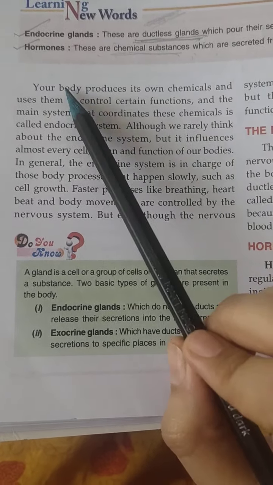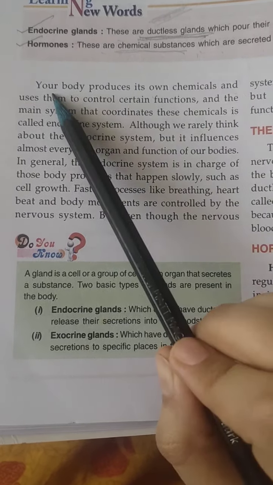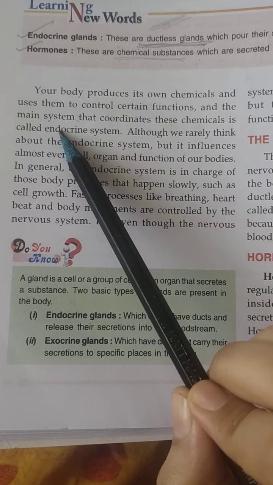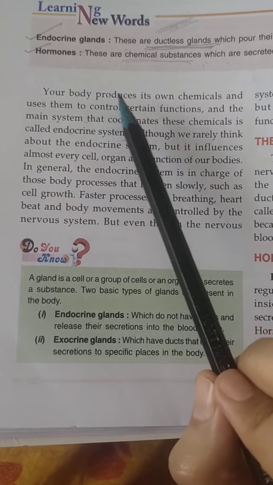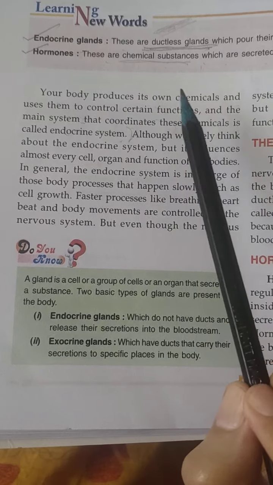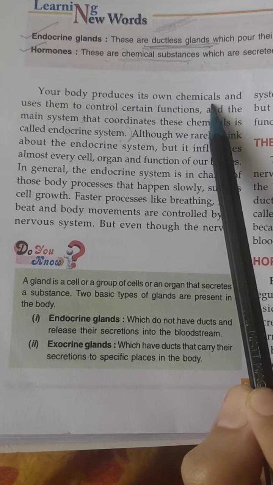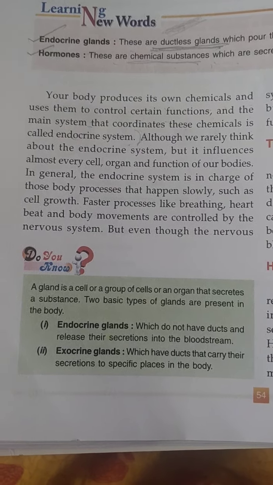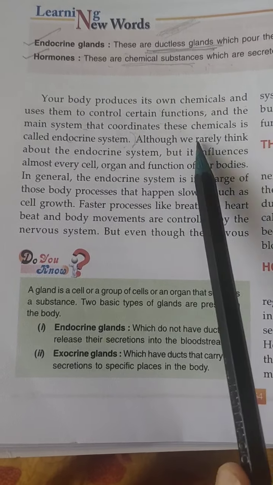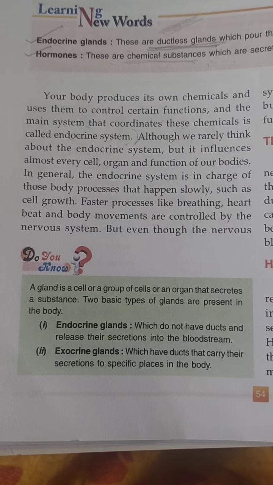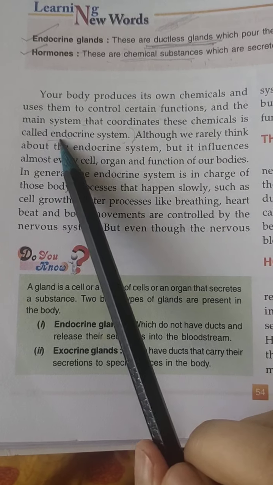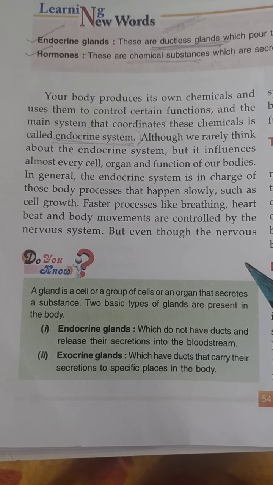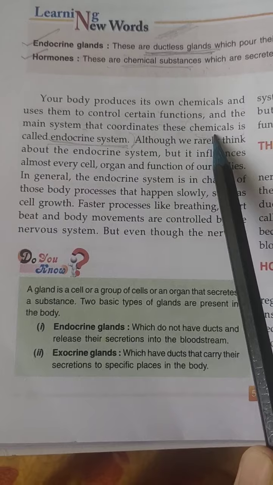Now, your body produces its own chemicals and uses them to control certain functions, and the main system that coordinates these chemicals is called the endocrine system. So, हमारी बॉडी कई तरीके के केमिकल्स प्रोड्यूस करती है और हर केमिकल का अपना एक सर्टेन फंक्शन होता है जो एक सर्टेन फंक्शन को कंट्रोल करते हैं वो केमिकल्स. And all the functions that are coordinated in our body using these chemicals, it is through the endocrine system. So the endocrine system together coordinates all the functions in our body using the chemicals which are called hormones.